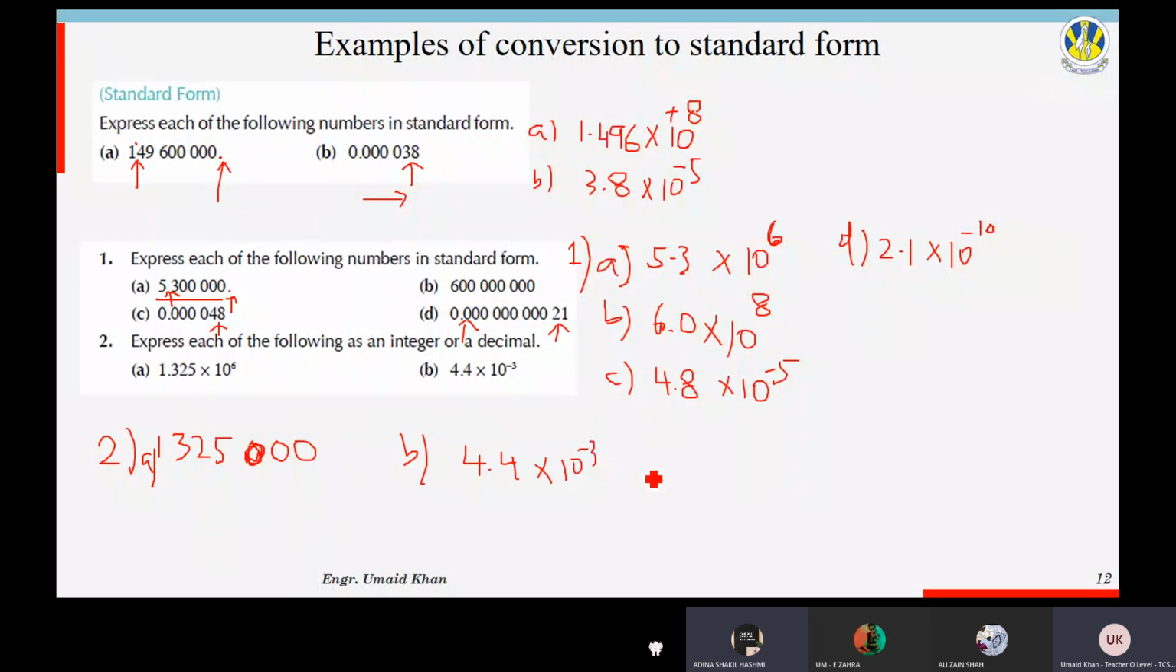No response, sir, from other students. I am asking, what about the other students? You are correct, Adina. What about Ali Zain, Hadia, Umezara? Ali Zain and Umezara.